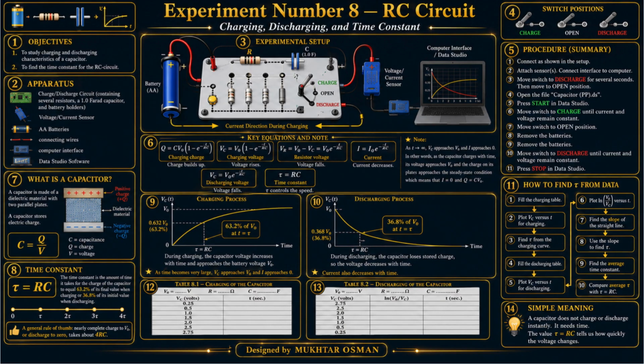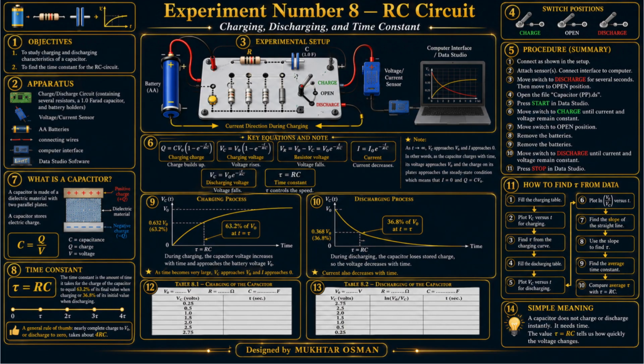6. Plot natural log of V0 over VC versus t. 7. Find the slope of the straight line. 8. Use the slope to find tau. 9. Find the average time constant. 10. Compare average tau with tau equals RC.